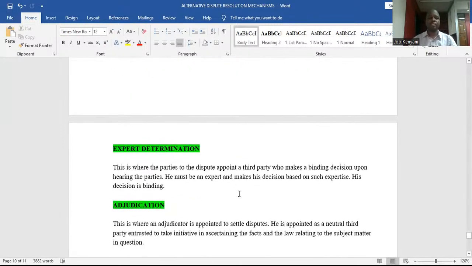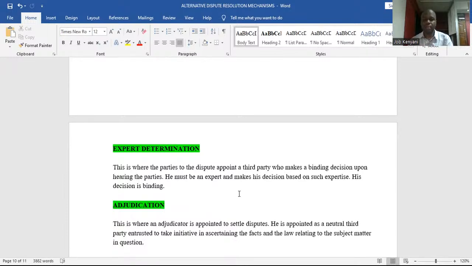But then we have expert determination. So it is where the parties to the dispute appoint a third party who makes a binding decision upon hearing the parties. He must be an expert and makes his decision based on such expertise. His decision will actually be binding. So it is where you seek expert advice, whereby you know a particular person can be able to resolve such kind of a matter. He has the knowledge of how you can be able to go about and get a solution.